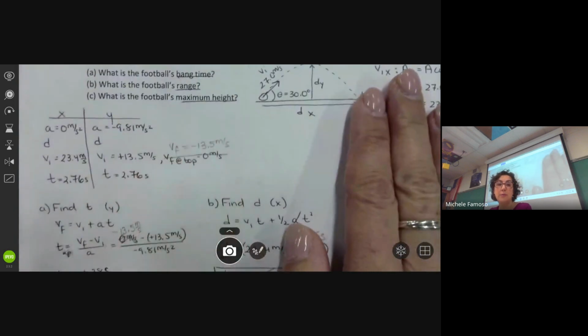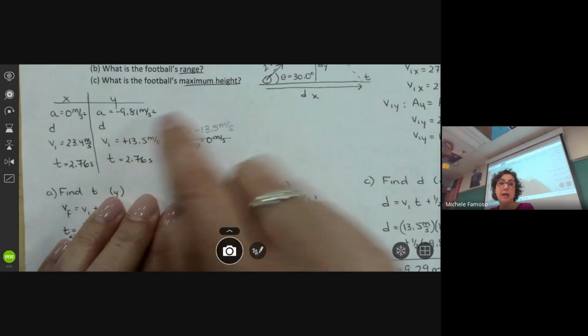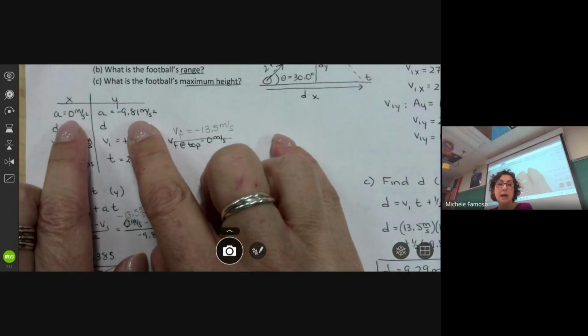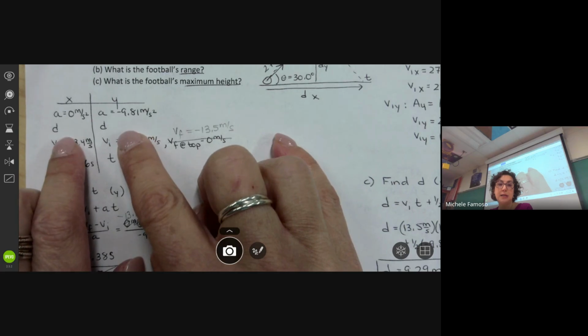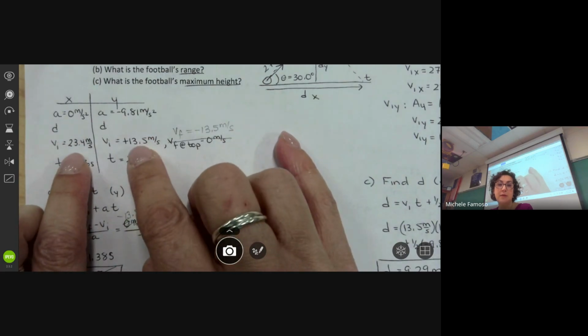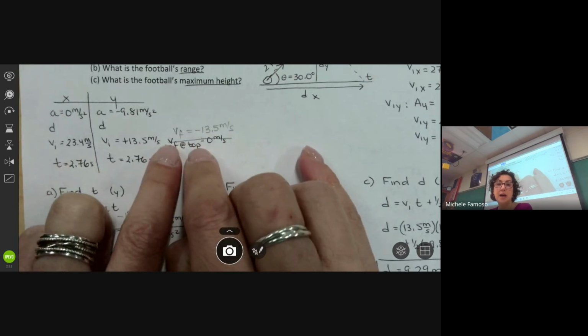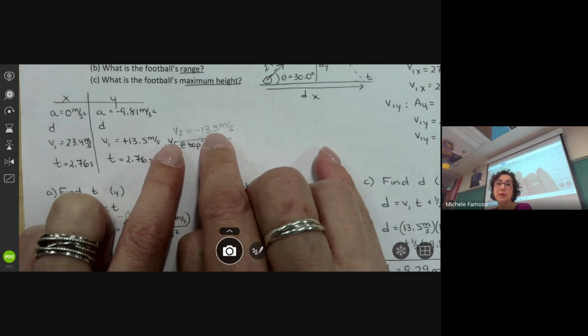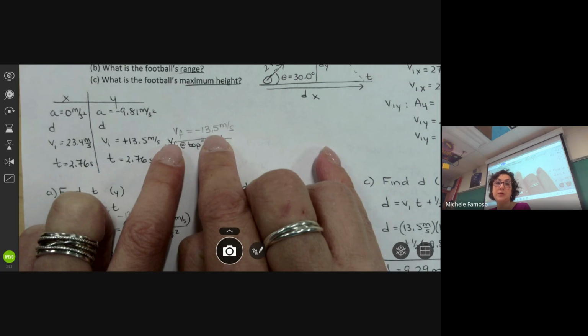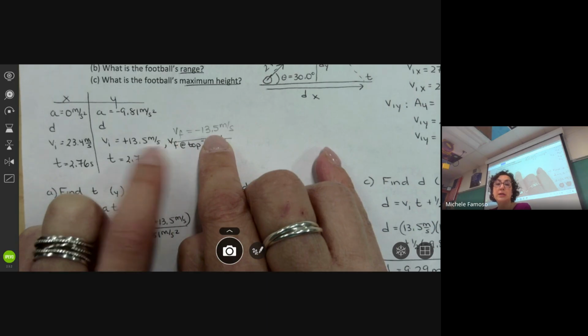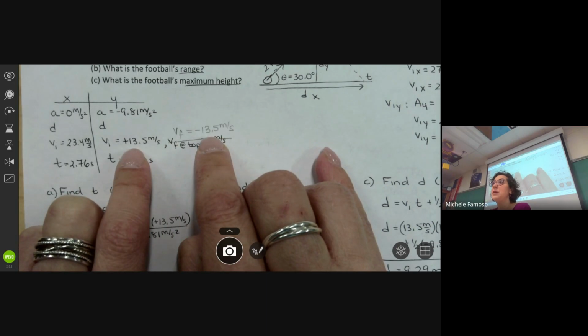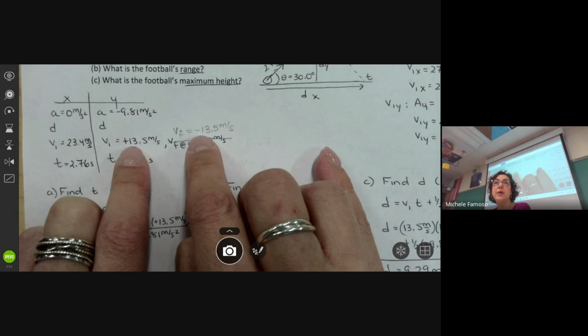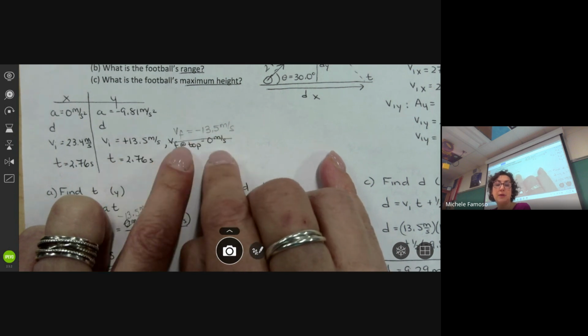Okay. So in part A, I want the time. When I look at my givens chart, I know that I've got my A's, I don't know the D's, I don't know the T's, and I have my VI's. I also know the VF at the top is 0 meters per second, which means when it lands on the ground, the VF would also be negative 13.5 meters per second, right? We have symmetry of motion in the vertical direction, which means that your VI and your VF are the same numerical magnitude value, but they are in opposite directions.